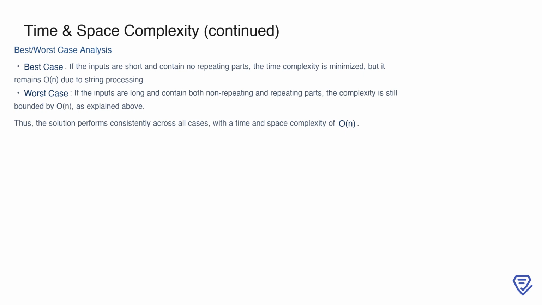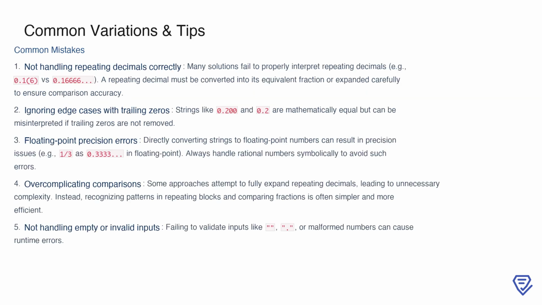Even in this scenario, the time complexity is still bounded by O(n), as the analysis of both the non-repeating and repeating parts scales linearly with the input size. This consistency across all cases highlights the efficiency of the solution, with both time and space complexity firmly established at O(n). One of the most common mistakes when solving this problem is mishandling repeating decimals. For example, a repeating decimal like 0.16 is mathematically equivalent to 0.16666, but it requires careful conversion into its fractional form to ensure correct comparisons.